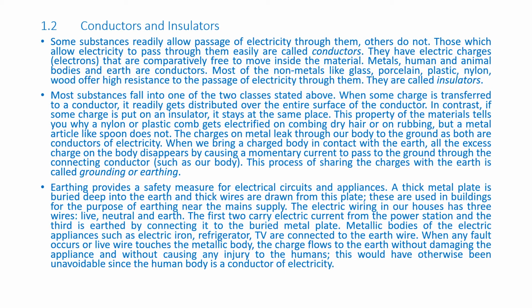That is, we have observed that when we rub a comb against our hair, then it gets charged, whereas a metallic spoon or any metallic thing does not get charged. Thus, the charges on metal leak through our body to ground as both are conductors of electricity. When we bring a charged body in contact with the earth, all excess charges on the body disappear by causing a momentary current to pass to the ground through the connecting conductor such as our body.